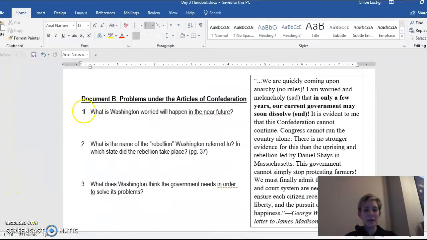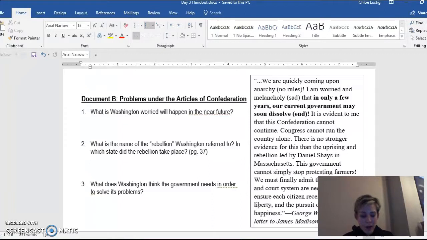Alright, let's look at document B, which is entitled Problems under the Articles of Confederation. Here is a quote from George Washington in a letter to James Madison in 1786. Let's see what he has to say. We are quickly coming upon anarchy, no rules. I am worried and melancholy, sad, that in only a few years our current government may soon dissolve, and it is evident to me that this confederation cannot continue. Congress cannot run the country alone.